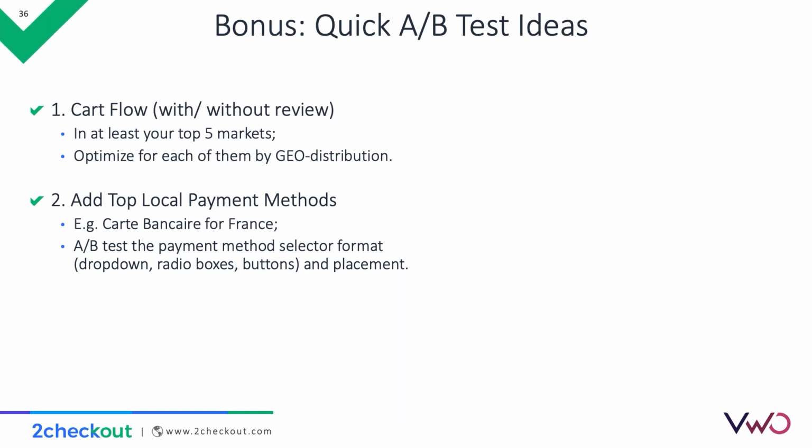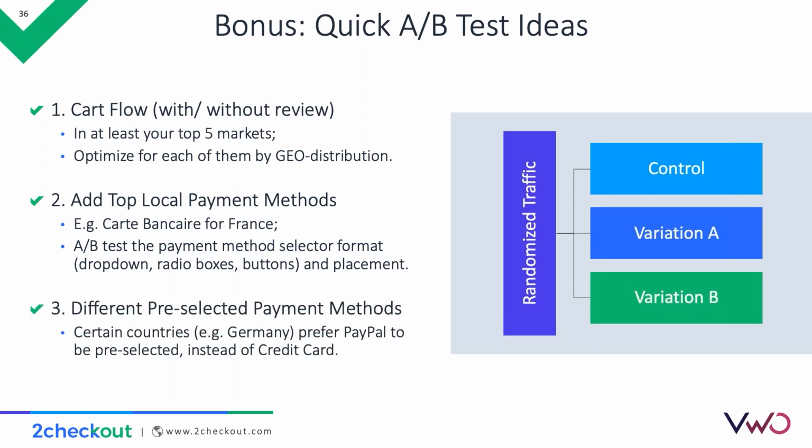Lastly, and this is a bit of a wild card, I propose trying to test different pre-selected payment methods in certain markets. We did this in Germany, for example, by pre-selecting PayPal instead of credit card, and we saw a 15% improvement in the conversion rate. And what I mean by pre-selected payment methods is the one you see when you open the checkout page without clicking anything else. It is usually, in 90% of the cases, the credit card. However, you should definitely try switching that out for anything else.